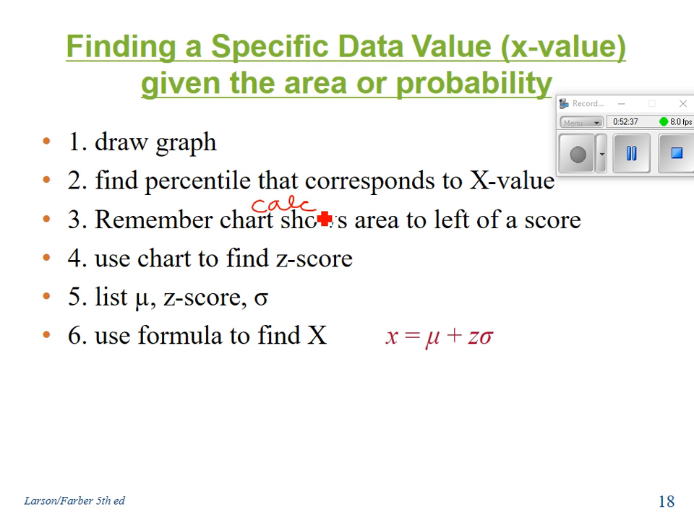Find the z-score again. You could use a calculator instead of the chart. I put chart on here. You've got the mu, you've got the z-score, you've got the sigma. Then you're going to use that formula to find the X value, the raw score. And all that part's pretty easy stuff, isn't it? That's the last thing.